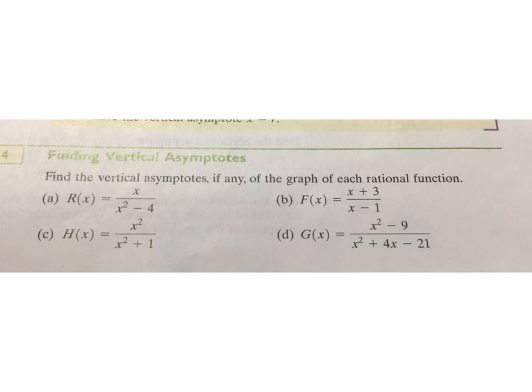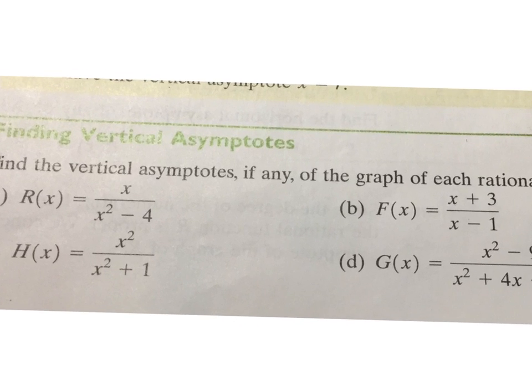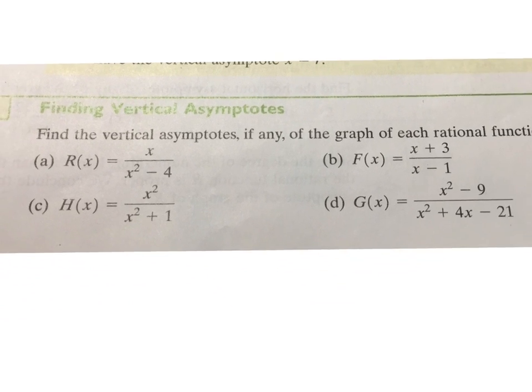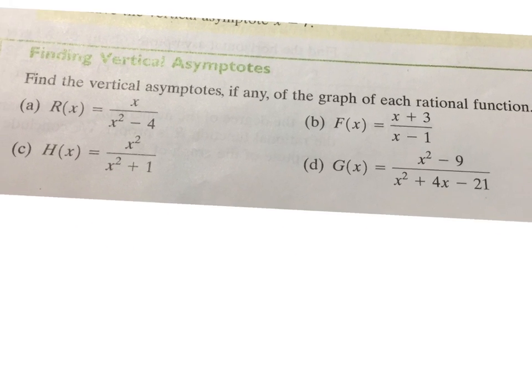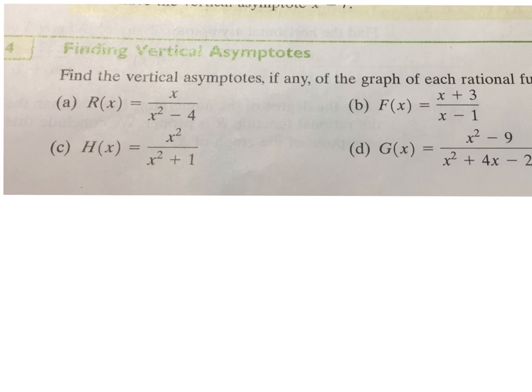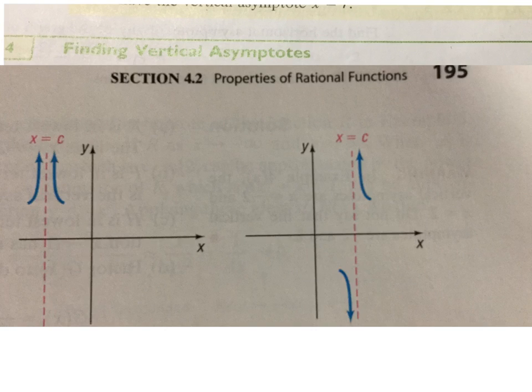Here we go. We are given 4 rational functions, and in each one, I'm told to find any vertical asymptotes, okay? So let's talk first graphically. What is a vertical asymptote? All right? If you'll look there in your book at the top of page 195, and I am fixing to get that picture up here on the projector as well.